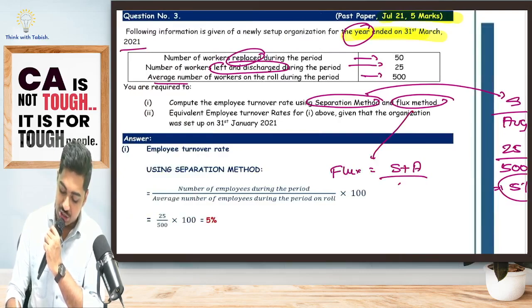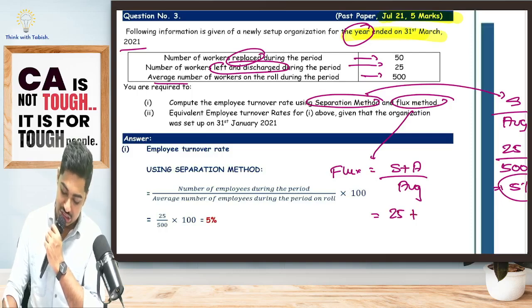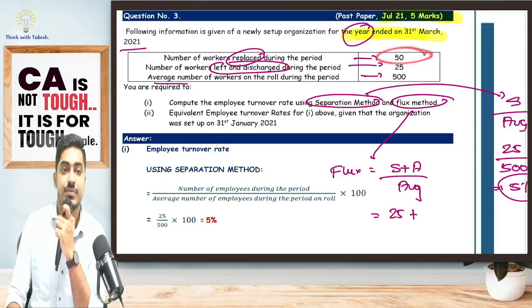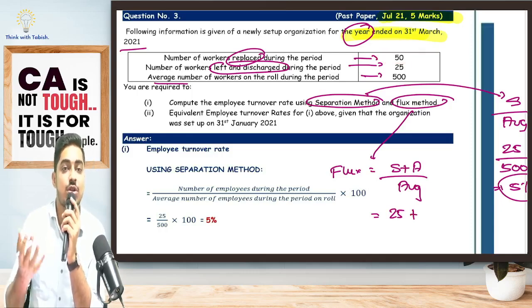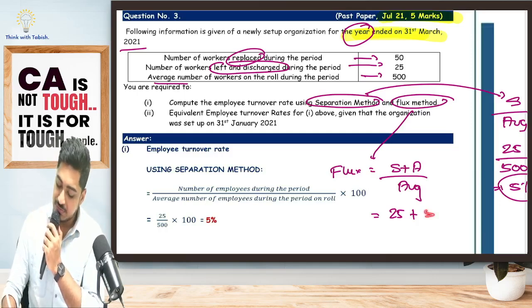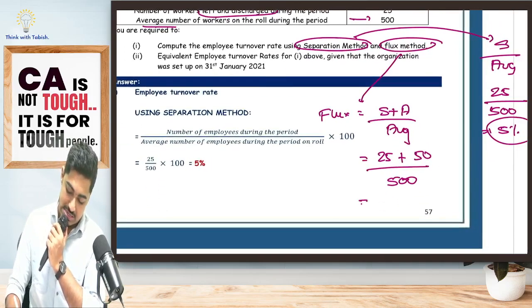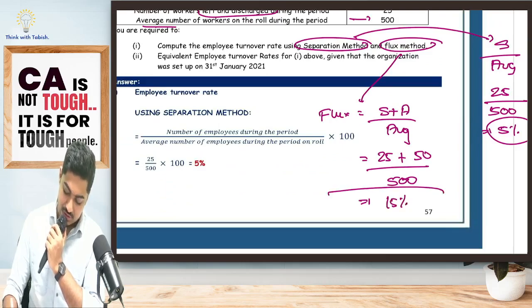Next, flux method. Tell me what is flux? Separation plus accession divided by average number of employees. Tell me how much is separation? 25. How much is accession? Replacement is given, 50. Whether fresh post is given? No. That means fresh post is 0. That means my accession is 50 only. Divided by average employees is 500. So how much is it? 75. Is it 15 percentage? Yes or no, everyone? Perfect.